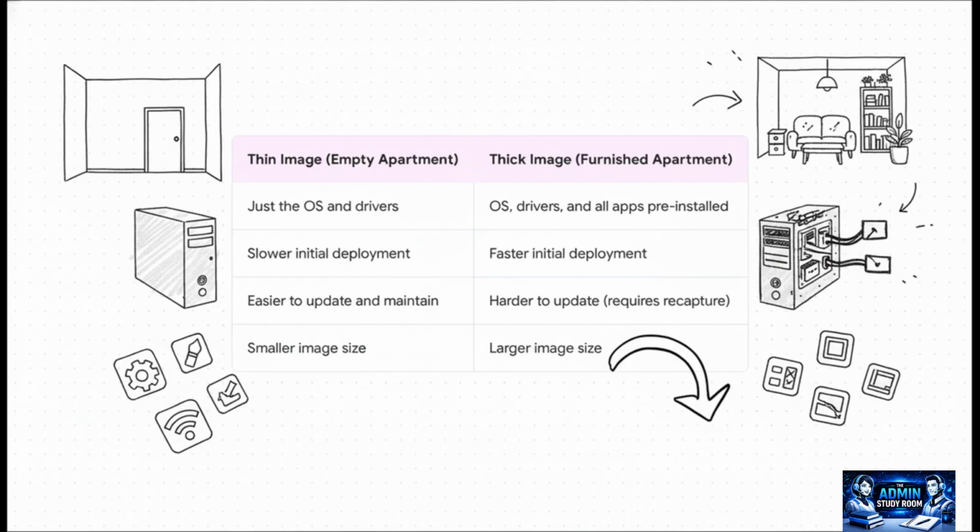This makes it much faster to deploy to a user. But, and this is a big but, if a critical app needs an update, you have to create a whole new furnished apartment, meaning a whole new image. So a thick image might be perfect for, say, bank tellers who all use the same 5 apps. But for a team of developers who all need unique tools, a thin image is definitely your best friend.